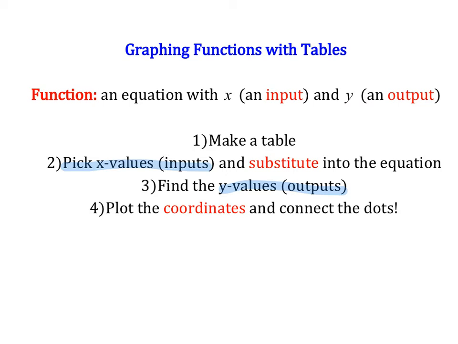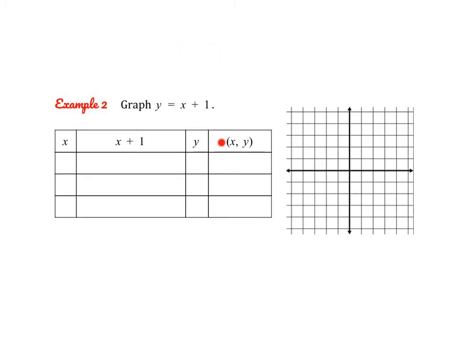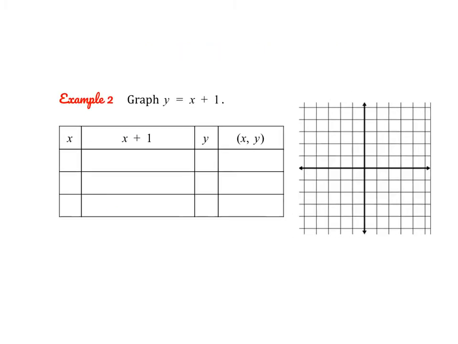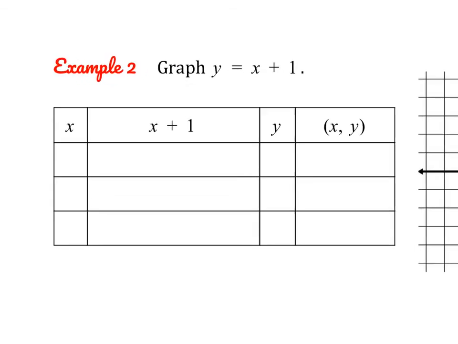So I'm going to show you guys how I'd like you to set up the table for these, but the process is going to be the same every time. We pick some x values and we substitute them. We see what we get, and then we plot our points. Okay, so here's an example of what I would like your table to look like.